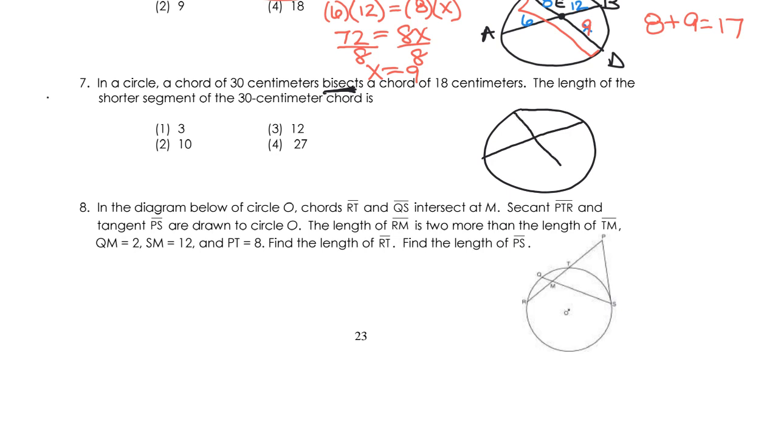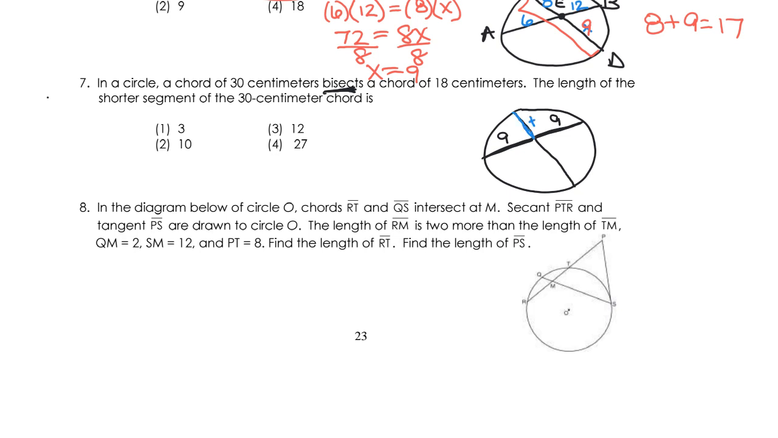So you know what I'm going to do? I'm going to go ahead and use this one here as the chord that got bisected. And so bisect means to cut in half. So I'm going to label 9 and 9. It says the length of the shorter segment of a 30 centimeter chord is what? And so on this one, this piece here looks like the smaller piece.